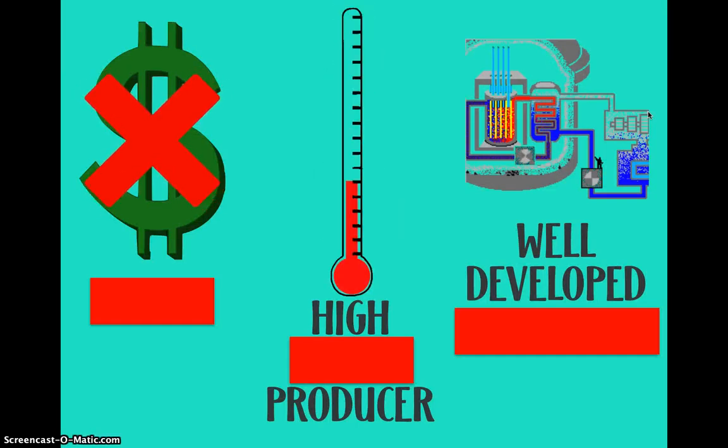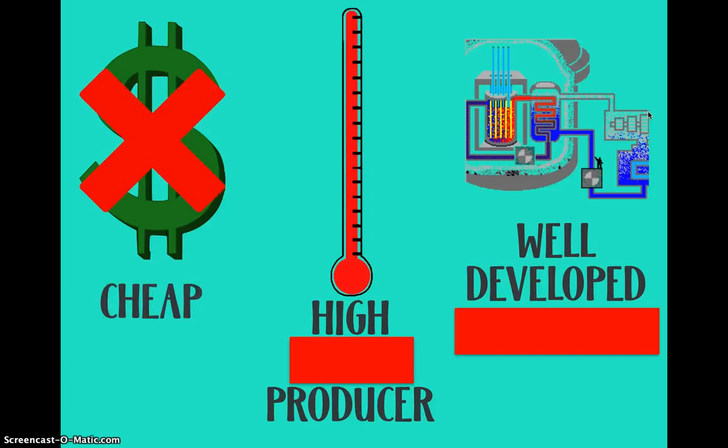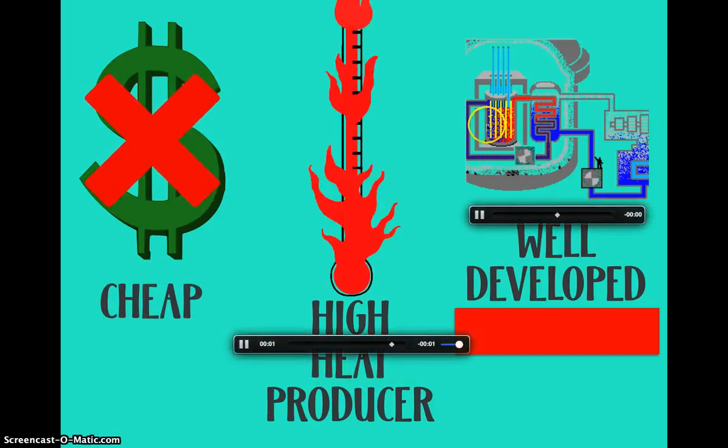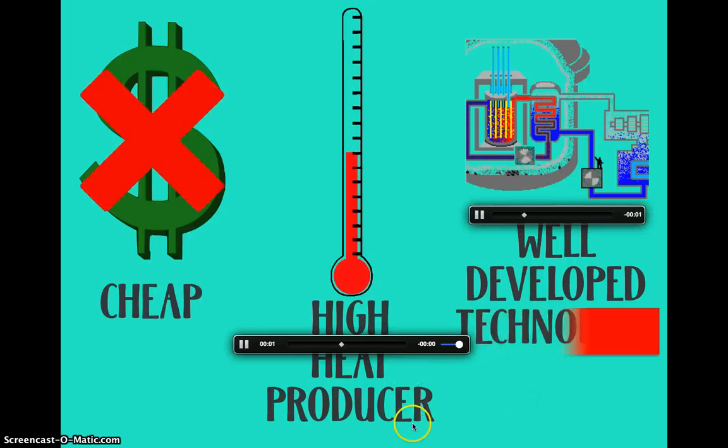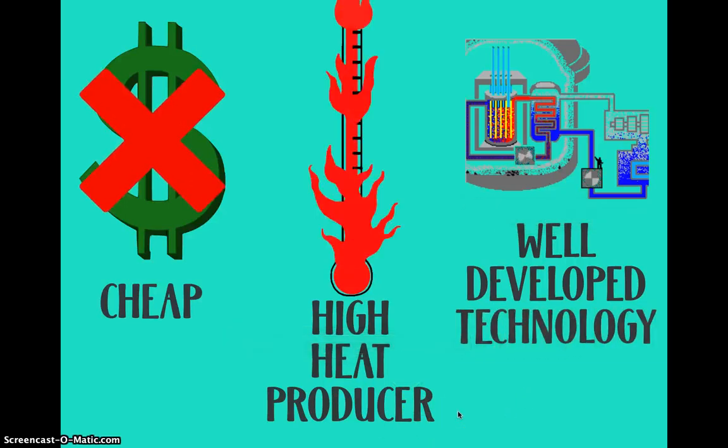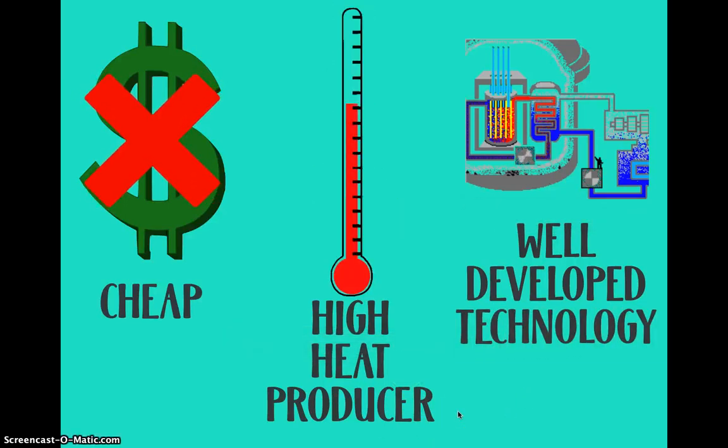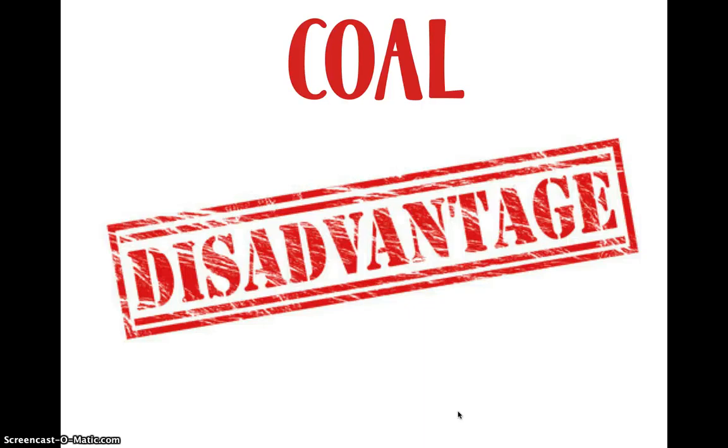Another advantage is coal is cheap. It is a high heat producer, which is good because we have to burn the coal and add water to make steam, so that's a good process. And the technology since the Industrial Revolution is the same, so it's well developed.